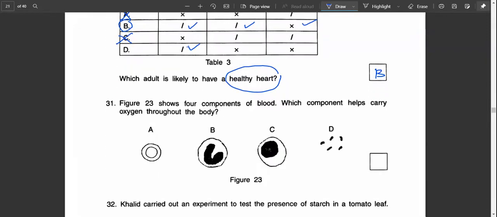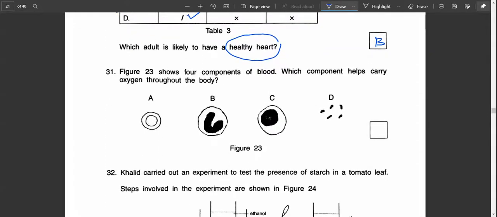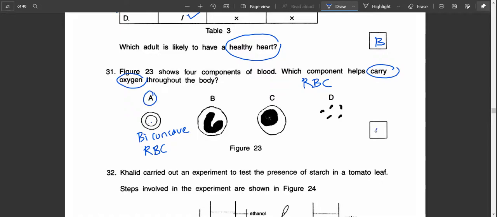31. Figure 23 shows 4 components of blood. Which component helps carry oxygen throughout the body? Only one part of the blood carries oxygen. It should be the red blood cell. Nothing else can carry oxygen in your blood. And you can see here, this one is what we call a biconcave shape, and that is the shape of a red blood cell. Therefore the answer is A.